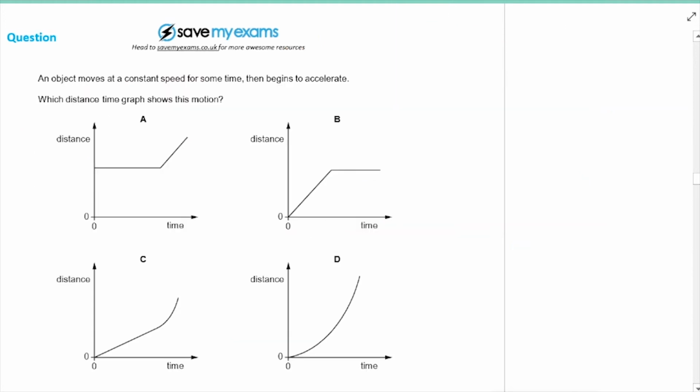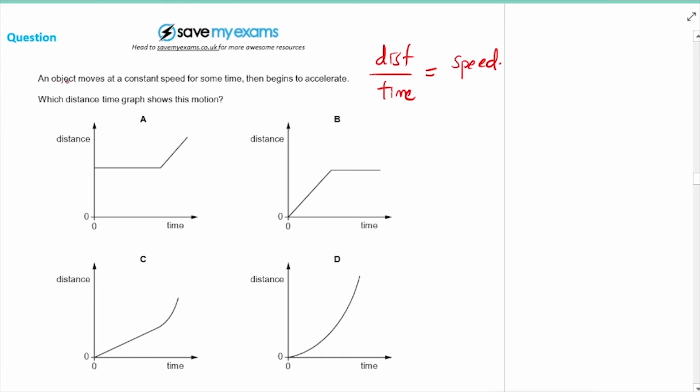That's the correct one. Next, an object moves at a constant speed for some time, then begins to accelerate. Which distance time graph shows the motion? So this is distance time. And remember that the gradient of a distance time graph is going to give us speed, because distance divided by time gives us speed. So the rate of change of distance is speed. These are all scalar quantities.